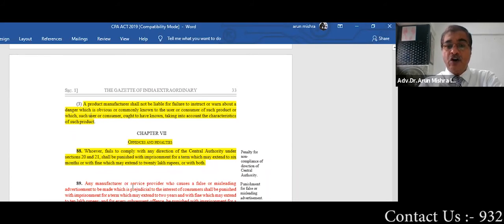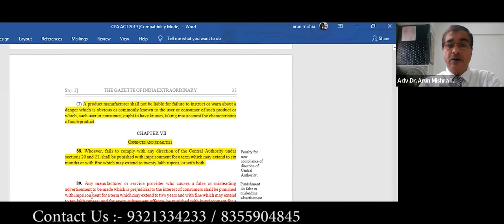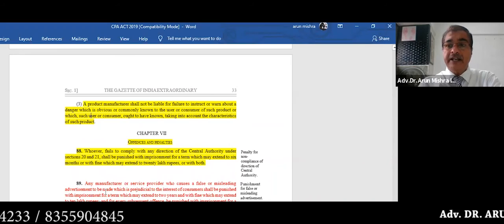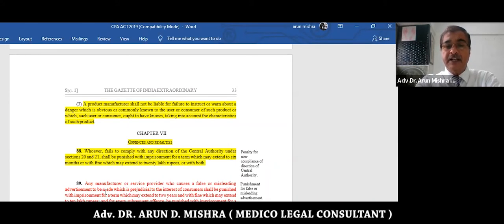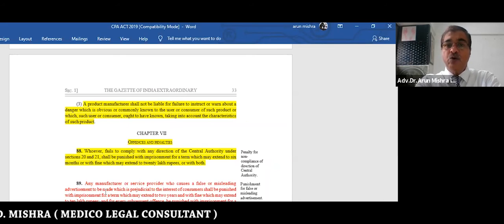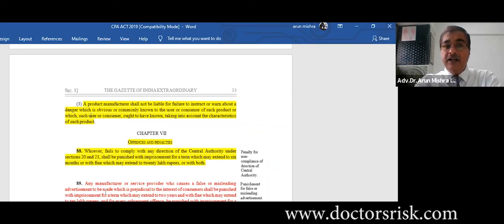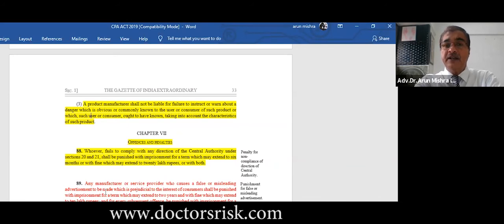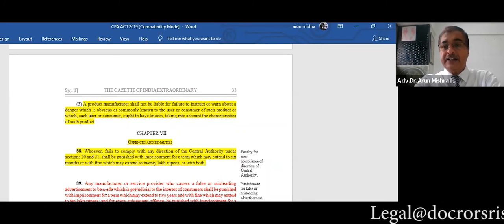Any manufacturer or service provider who causes a false or misleading advertisement. Like in medical practice, you will find lots of our clients are doing advertisement. The health sector is now on advertisement. You go to the cosmetic domain, you go to the dental domain, you go to any domain. Lots of advertisements you will see on social media to attract patients.